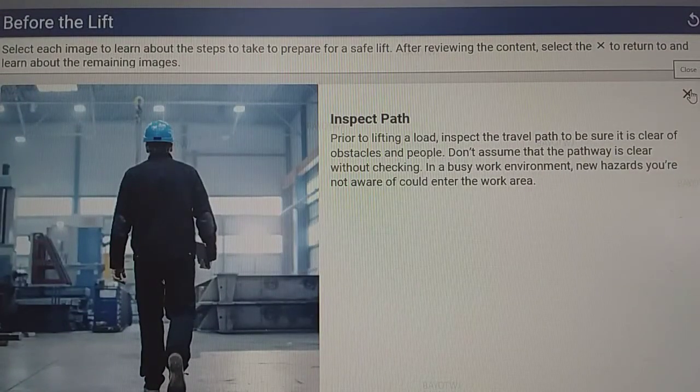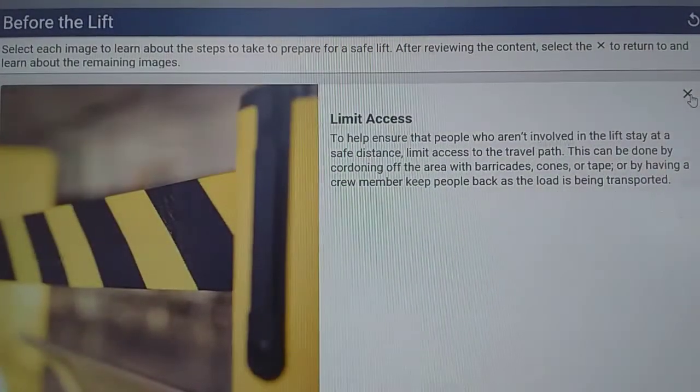Prior to lifting a load, inspect the travel path to be sure it is clear of obstacles and people. Don't assume that the pathway is clear without checking. In a busy work environment, new hazards you're not aware of could enter the work area. To help ensure that people who aren't involved in the lift stay at a safe distance, limit access to the travel path. This can be done by cordoning off the area with barricades, cones, or tape, or by having a crew member keep people back as the load is being transported.